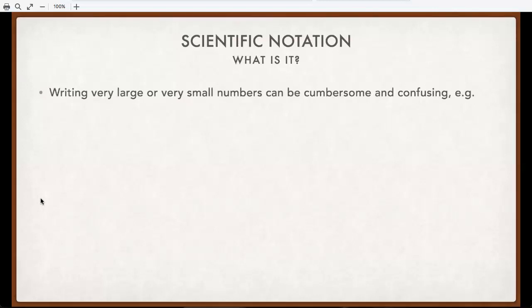What is scientific notation? Scientific notation exists and has this name because a lot of times when we're dealing with a scientific scenario, like talking about distance between planets, the weight of very large objects or very small objects, the numbers that we deal with can be difficult to write and confusing. It's easy to make mistakes with them.